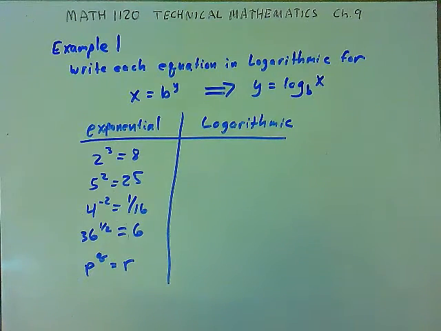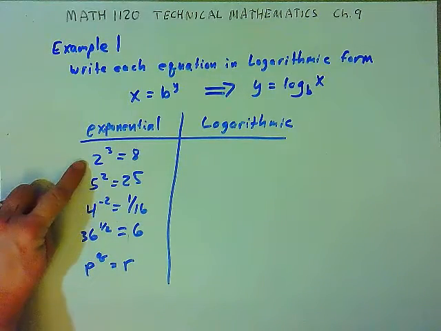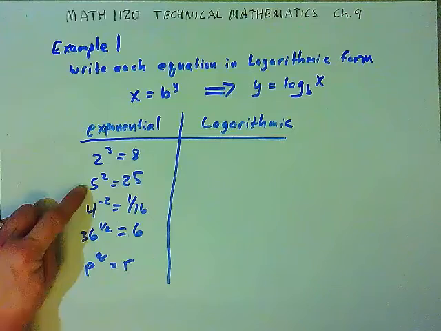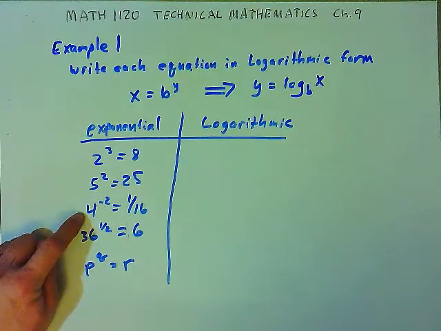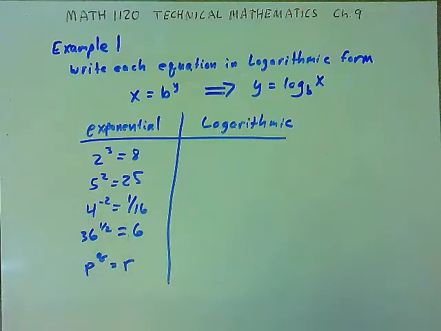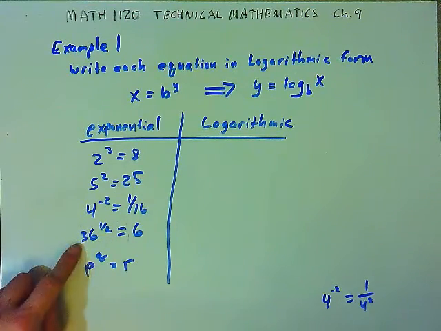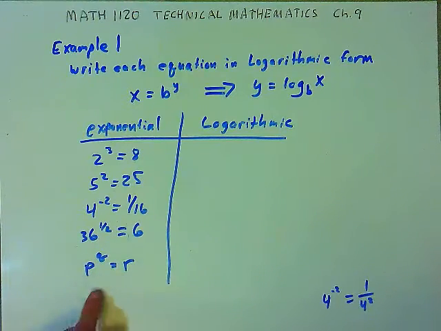This is example 1. It says, write each equation, which is currently in exponential form, in logarithmic form. We've been given these 5 equations. They're in exponential form. We can agree that 2 to the third power is 8. 5 squared is 25. Hopefully we can agree that 4 to the negative second is 1/16. Remember that 4 to the negative second is the same thing as 1 divided by 4 squared, which is 1/16. 36 to the 1/2 power is the same thing as the square root of 36, which is 6. And p to the q equals r. We don't know the values of p, q, or r, but p to the q power is going to be equal to some other value.